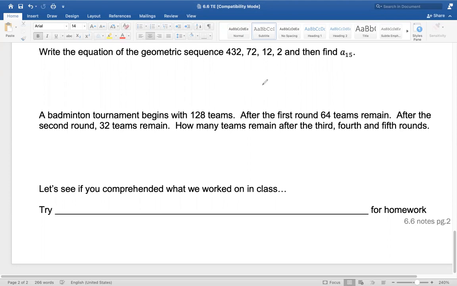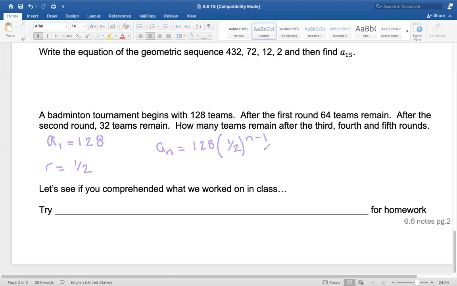All right, so our A1 in this problem is 128. Our ratio, we're cutting in half each time, is just 1/2. Okay, so then we can write our equation, A sub n equals 128 times 1/2 to the n minus 1 power.